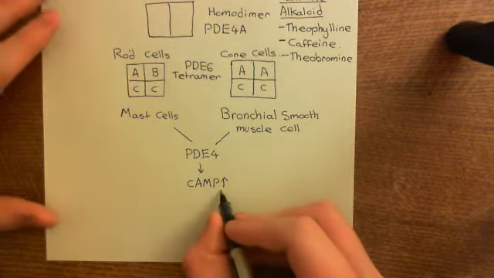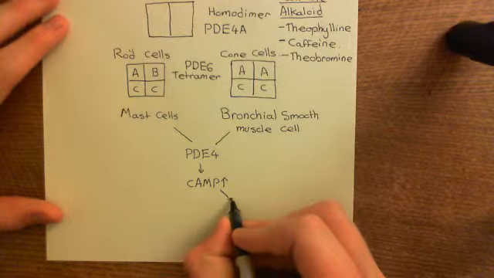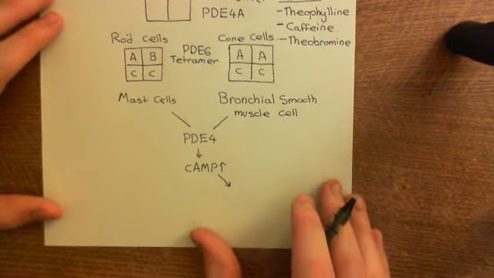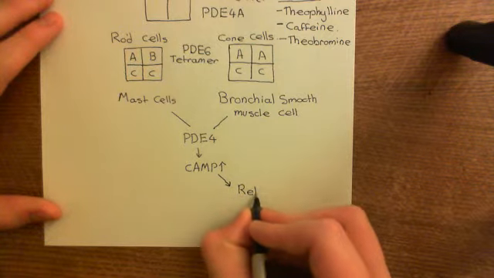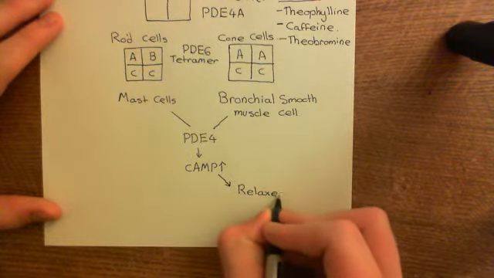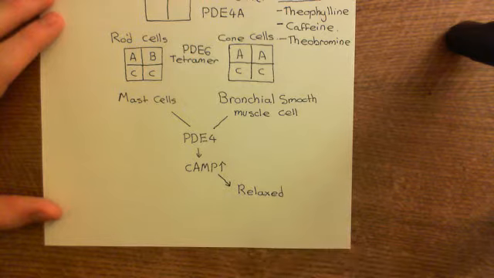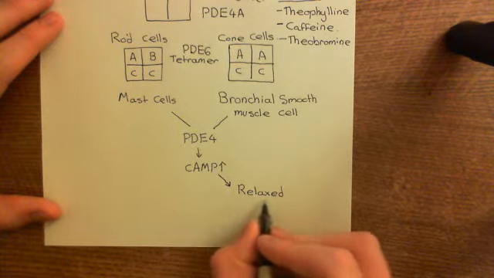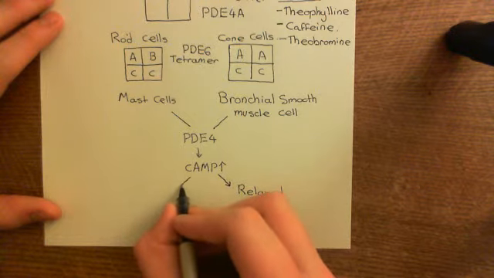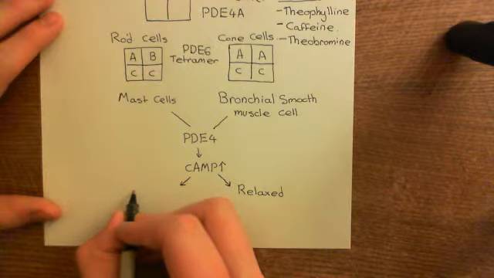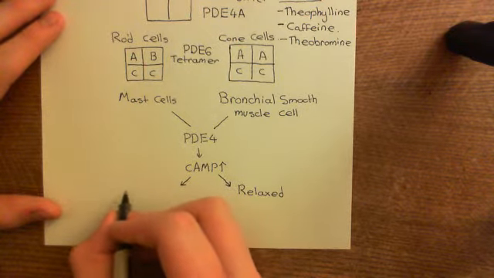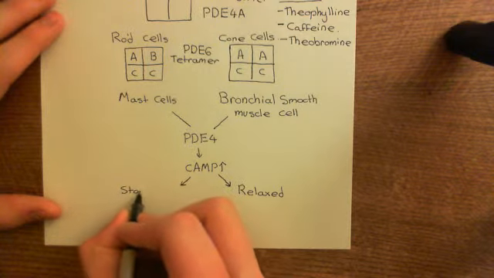Now, this maintains relaxation of bronchial smooth muscle cells, so it's more difficult to make bronchial smooth muscle cells contract, and I'll explain exactly how in a moment. So it's going to keep bronchial smooth muscle cells nicely relaxed. It's also going to stop mast cells from secreting their pro-inflammatory mediators. So it stops mediator release.